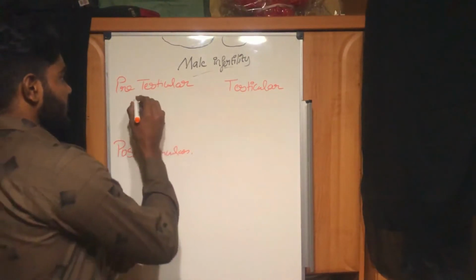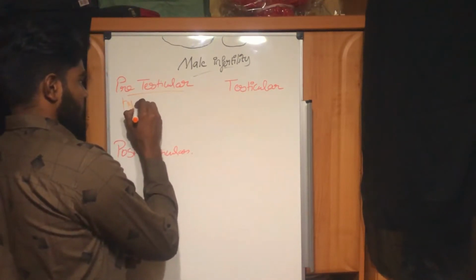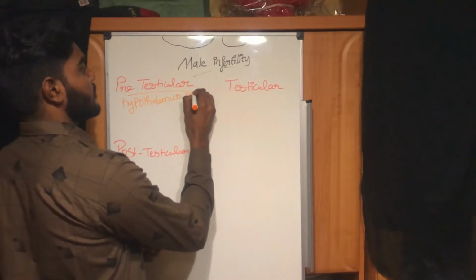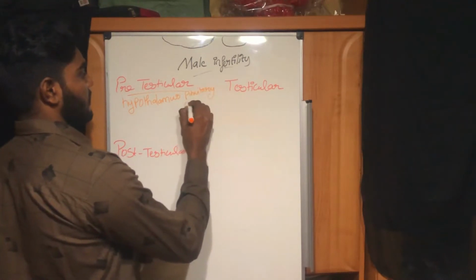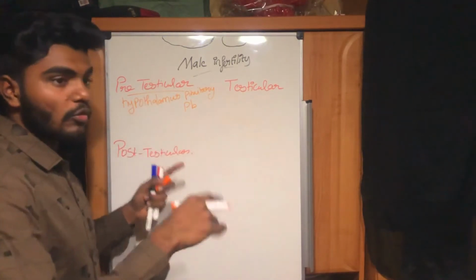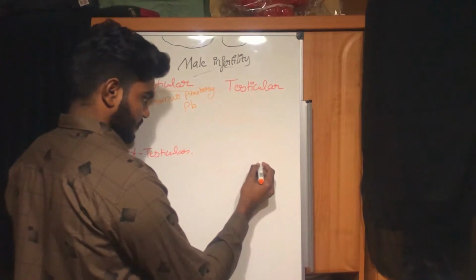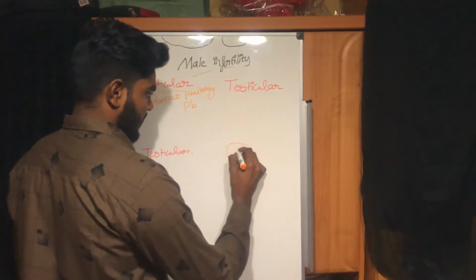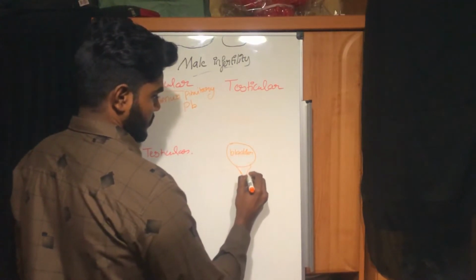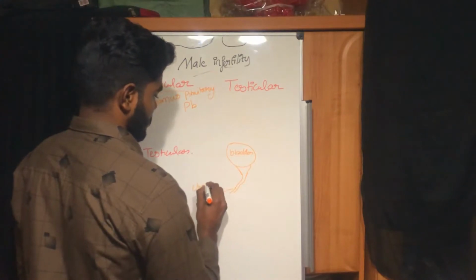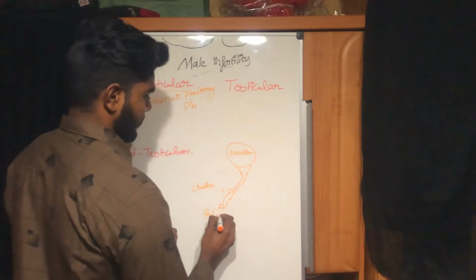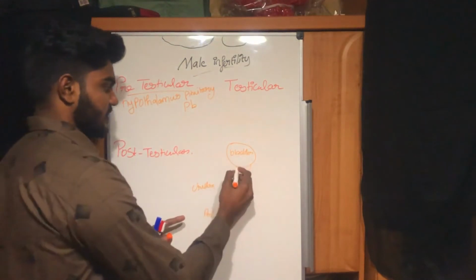Now the pre-testicular is the hypothalamus pituitary problem. Pre-testicular means, see, before the testis. Normally, see, this is the bladder and this is the urethra, and at the end, that is the penis. This is the urethra and this is the penis and this is the bladder.